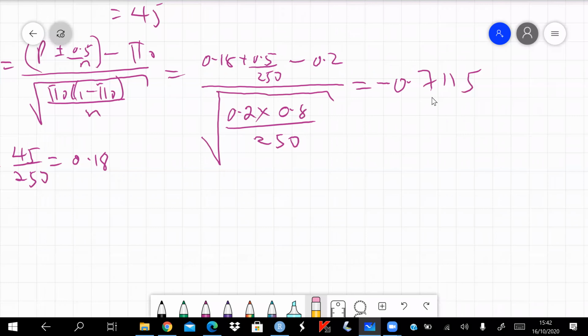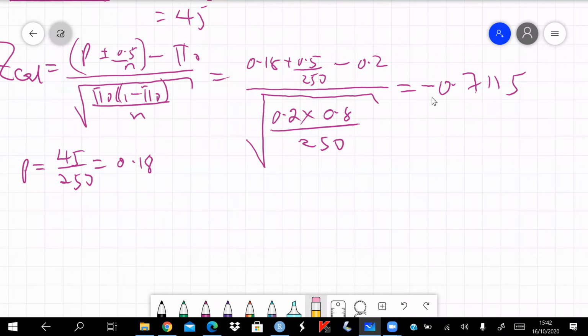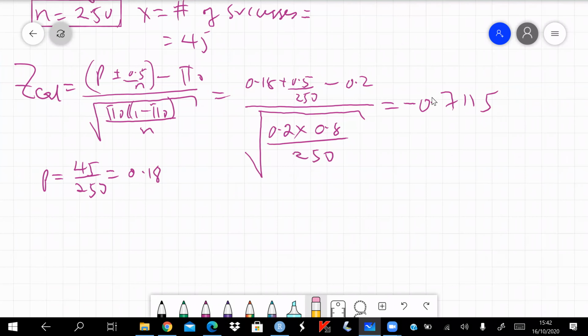So which gives a calculated z value of minus 0.7115. If you use the other formula, you should get the same answer.